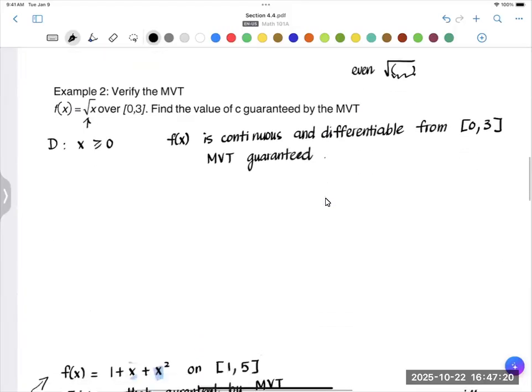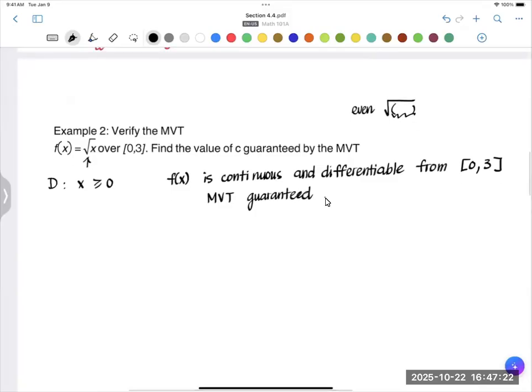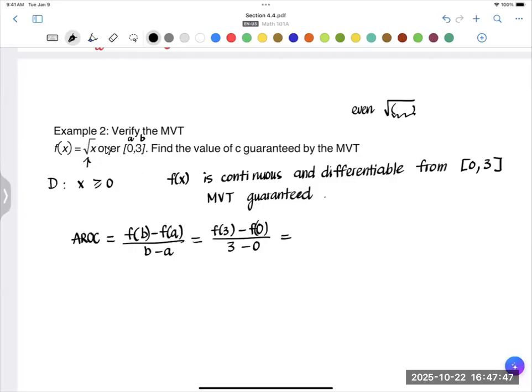But how do we actually apply this to the problem? First, we're going to find the average rate of change. So the average rate of change will be f of b minus f of a over b minus a, right? And f of b is what? My a is 0, my b is 3. So f of 3 minus f of 0 over 3 minus 0. What is my f of x? My f of x is the square root of x. So it means square root of 3.